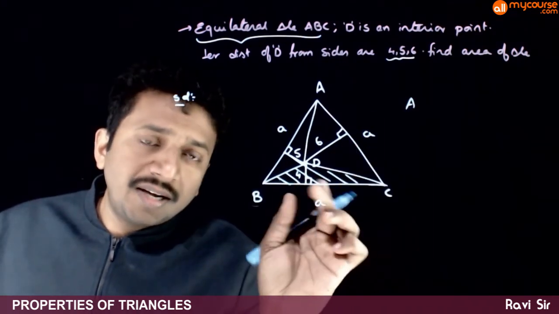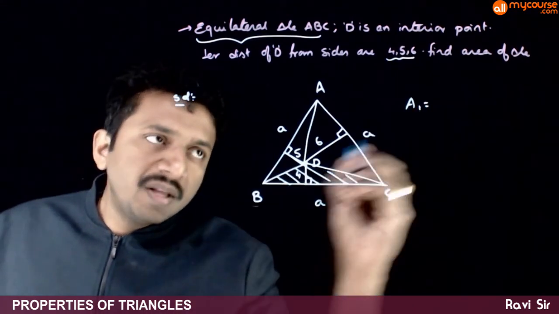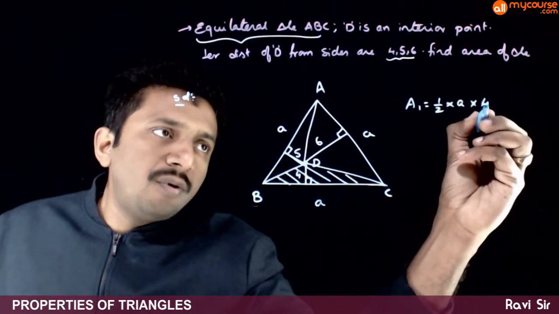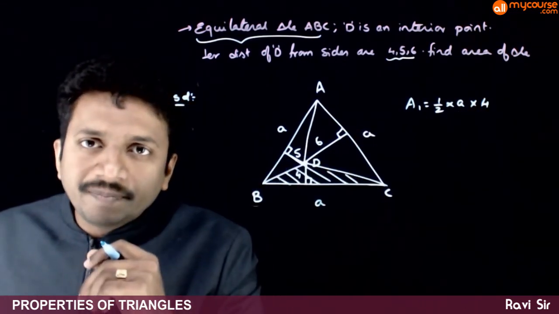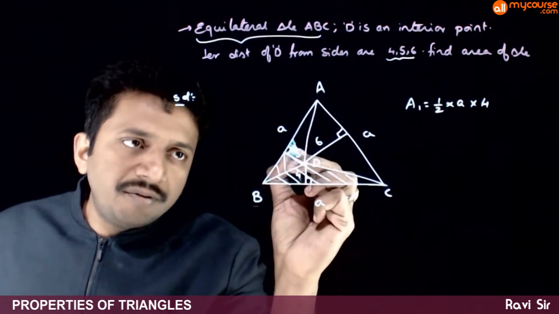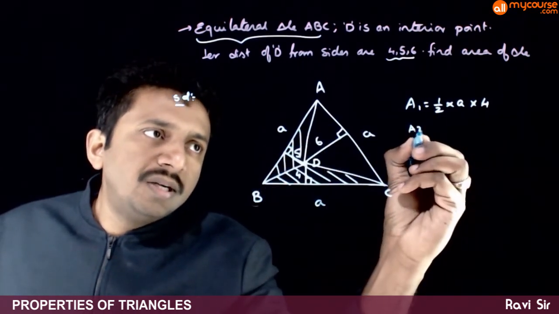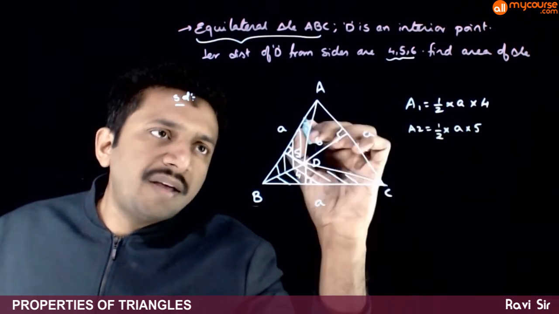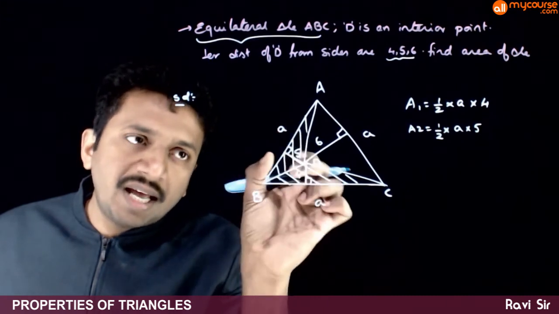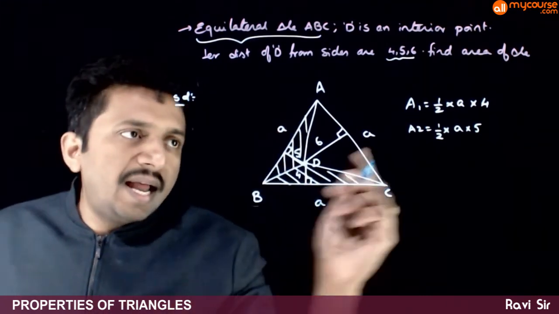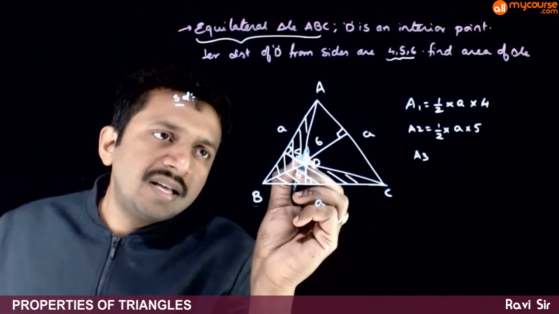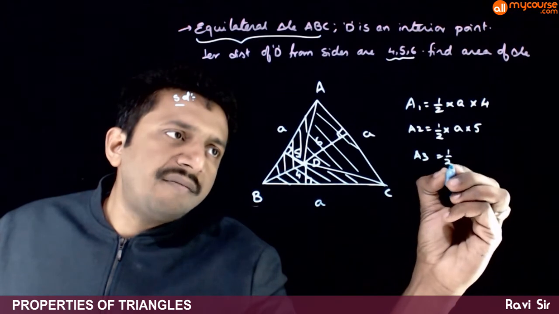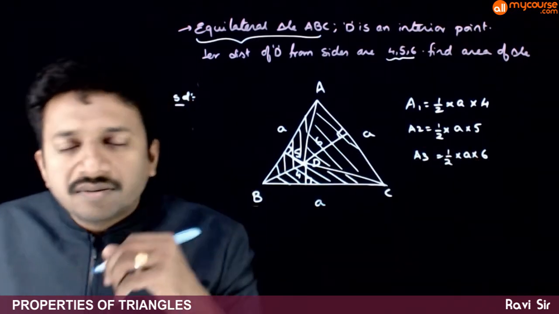So A, let us call this A1, is equal to half into base A into this 4, which will become the height of this triangle, right? And if you take the next triangle, A2 should be equal to half times A times 5. And if you have A3, let us consider this area as A3. So A3 will be equal to half times A times 6.